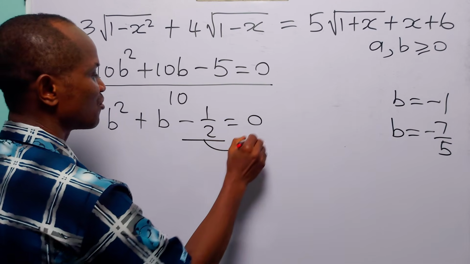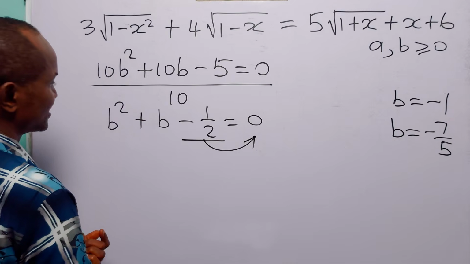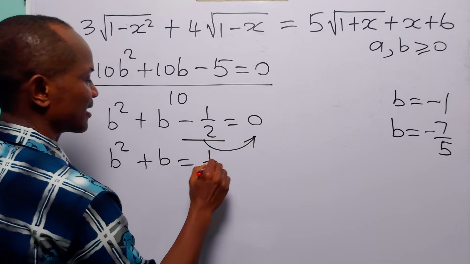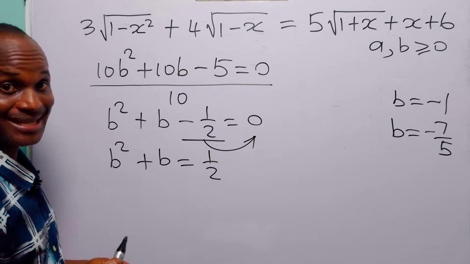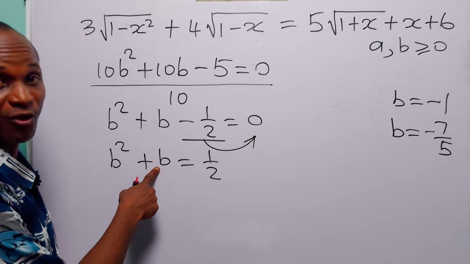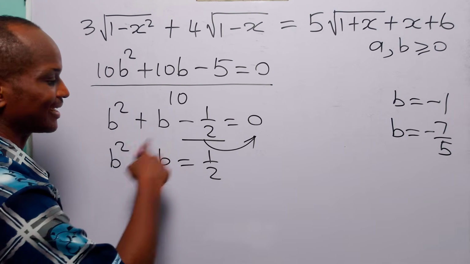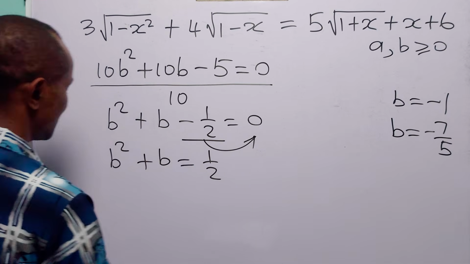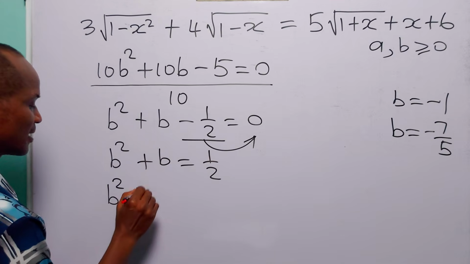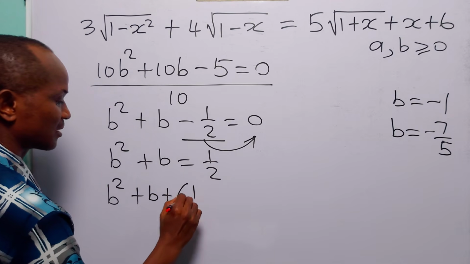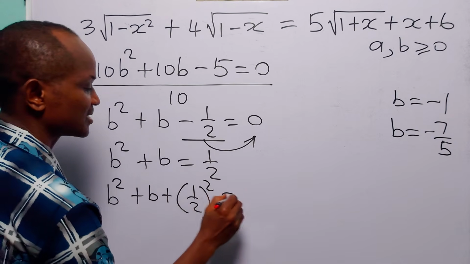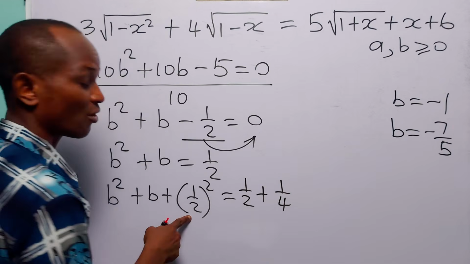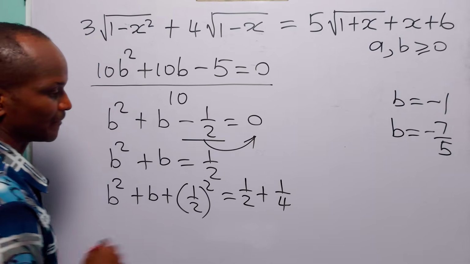The next step is to move the constant term over to the right hand side. We have b squared plus b is equal to half. The next step is to divide the coefficient of b by 2, square it, and add to both sides of the equation to complete the square on the left hand side. We have b squared plus b plus half squared is equal to half plus 1 over 4. Of course, half squared is 1 over 4.